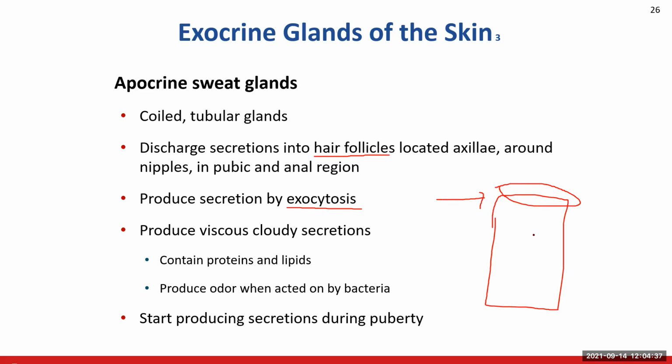And that becomes part of the secretion. So that's why the secretions for these type of glands are going to be a little bit thicker or more viscous. And they're cloudy because they contain proteins and lipids. Where did it get the proteins and lipids from? Plasma membrane of the cell. And there's also proteins and lipids in the secretions.